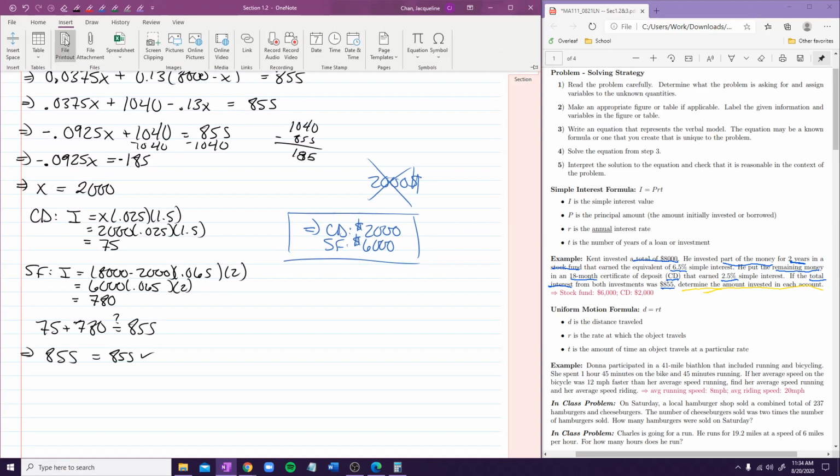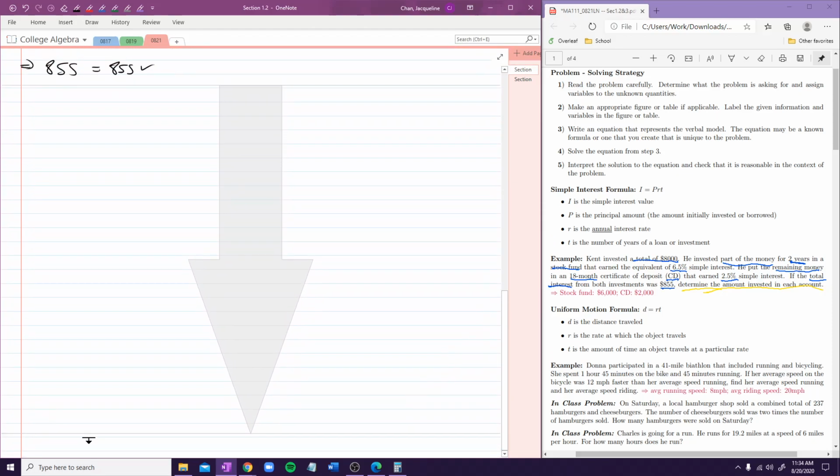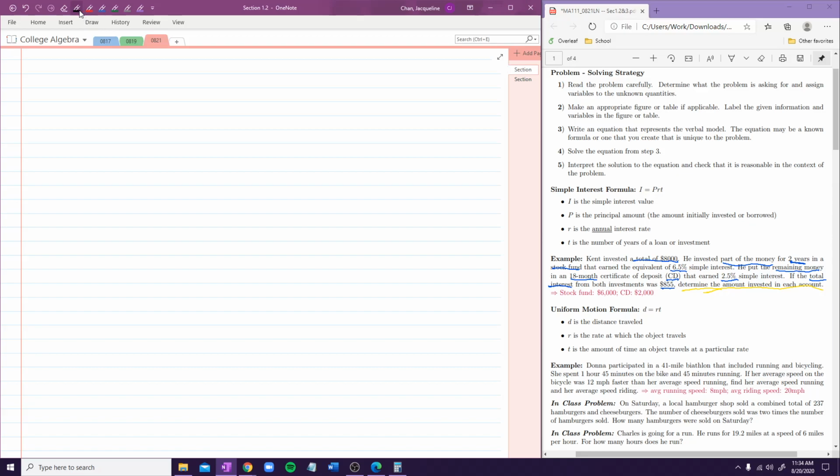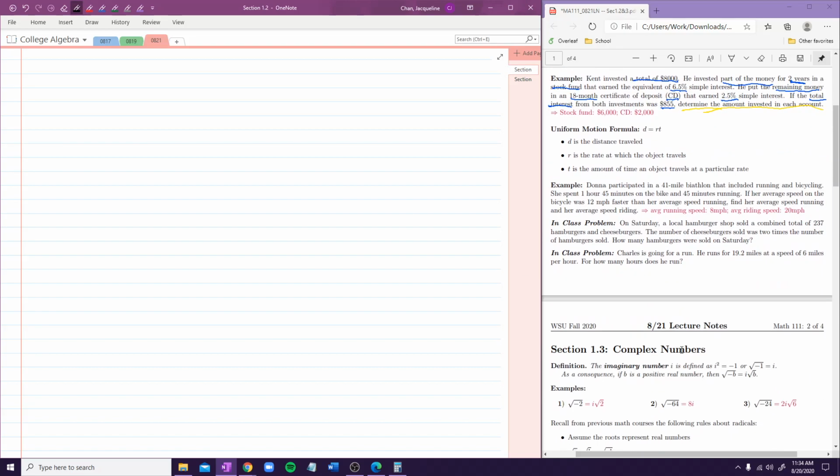Now let's talk about D is equal to RT, which is called the uniform motion formula. So what is it? It is D is equal to RT. It means distance equals rate times time, where D is the distance traveled, R is the rate at which the object travels, and T is the amount of time an object travels at a particular rate. So let's go ahead and do the example.